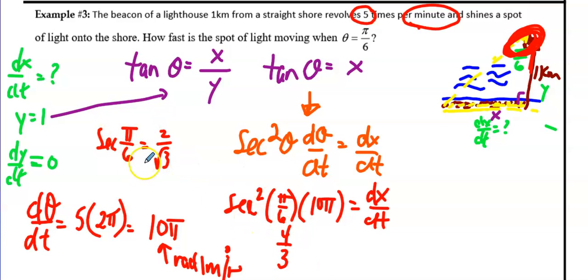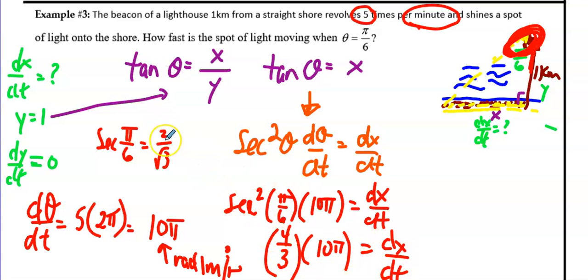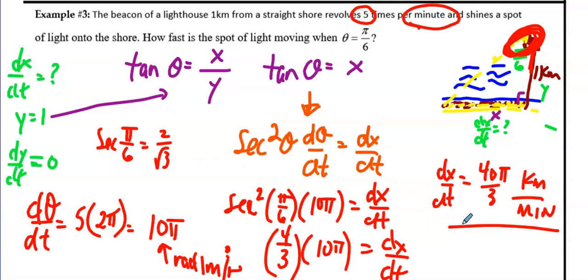I know you guys know that already, but I'm just always trying to think about ways to tell students how to know these things without the calculator. So, yeah. So 4/3 times 10 pi, and so we're going to get that the change in x with respect to time is going to be 40 pi over 3. And again, we're going to look at the problem and say that the units are kilometers per minute. I hope that makes sense for everyone, and we're good here.